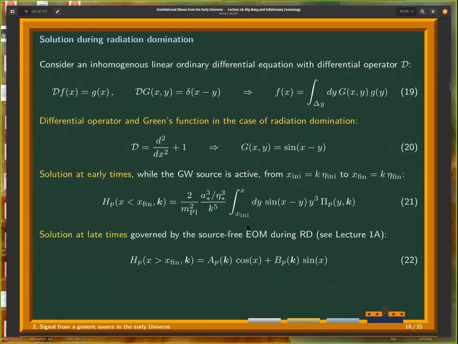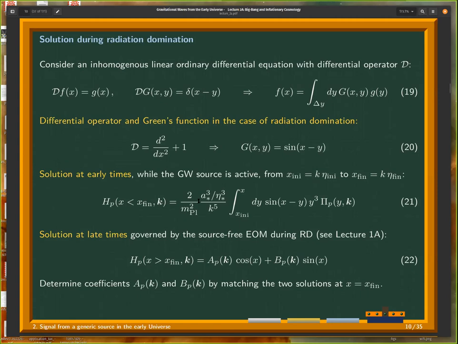And we've seen the solution of that equation of motion yesterday already. So now we just talk about the source-free equation of motion during radiation domination. So at later times, for x larger than this final value, we just have a harmonic oscillator with some constants of integration, which I cannot specify if I just look at what's happening at late times. But now we know what's happening at early times, so we can fix these constants of integration by the boundary conditions, by the solution that we obtained at earlier times.